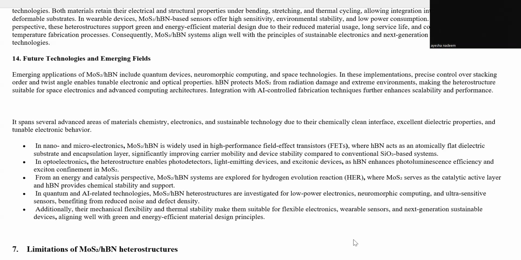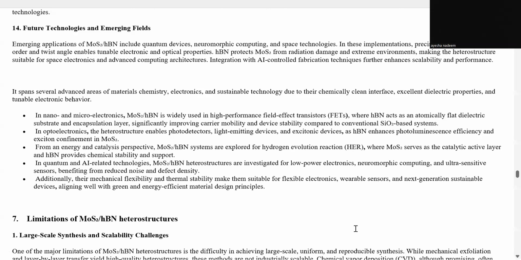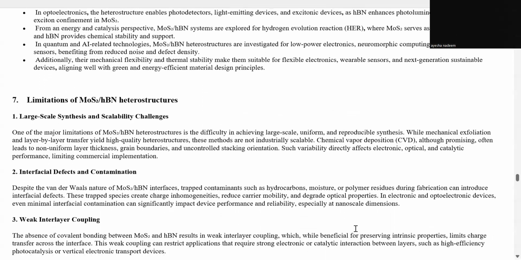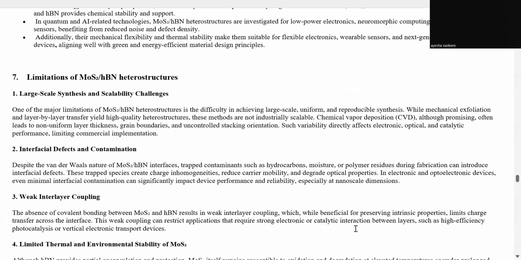Additionally, their mechanical flexibility and thermal stability make them suitable for flexible electronics, wearable sensors, and next generation sustainable devices, aligning well with green and energy efficient material design principles. Now we will discuss the limitations of molybdenum disulfide and hexagonal boron nitride heterostructures. The first limitation is the large scale synthesis and scalability challenges.